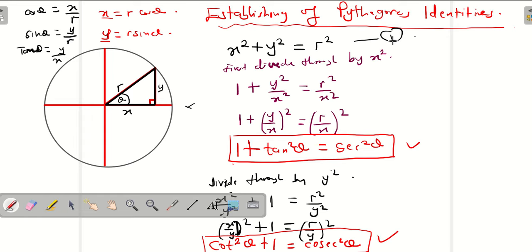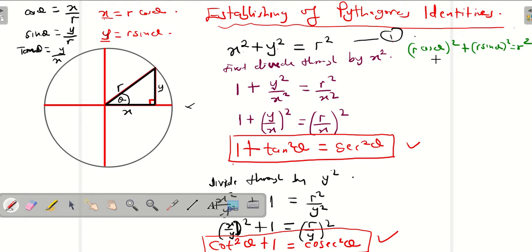So we have gotten values for x and y. So we can substitute that into equation 1. Wherever you see x, put r cos theta. Wherever you see y, put r sine theta. So if you do that, x is going to be r cos theta all squared, then plus y, r sine theta all squared. Then that will give us r squared.